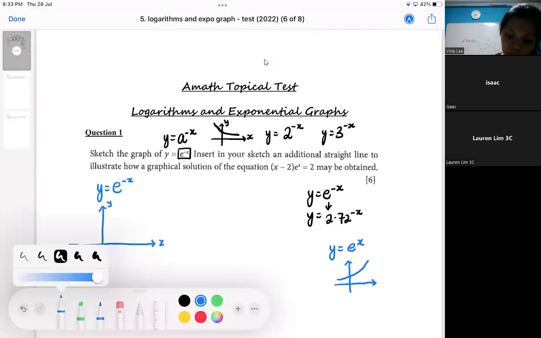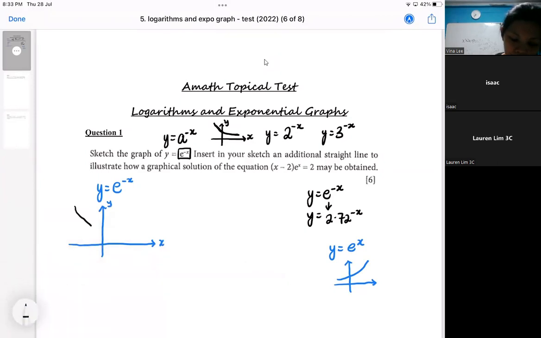So what do you need to take note of? You need to take note of the y-intercept. If the shape of the graph cuts through the y-axis, you have to take note of the y-intercept. This is the one with an asymptote on the x-axis.